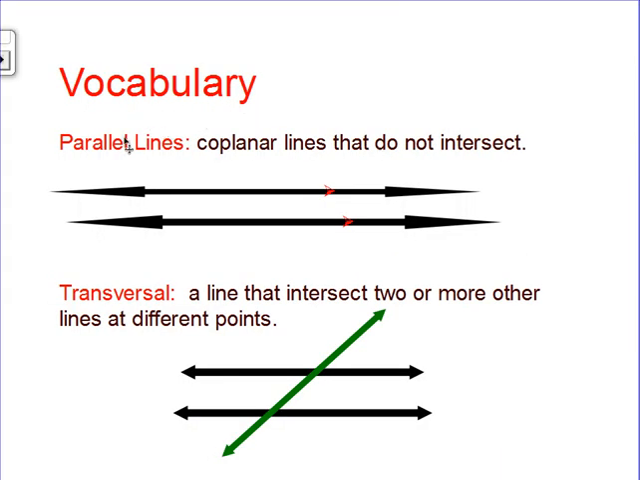Alright, so some vocabulary. Everybody pretty much knows what parallel lines are. They're lines that are in the same plane that do not intersect. A transversal is a line that intersects two or more other lines at different points. So if we have these parallel lines and they're cut by this third green line, the green line we call a transversal.